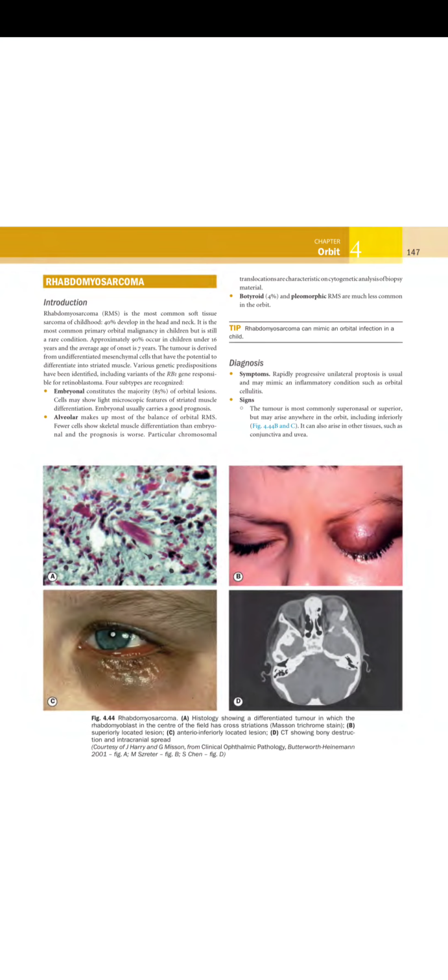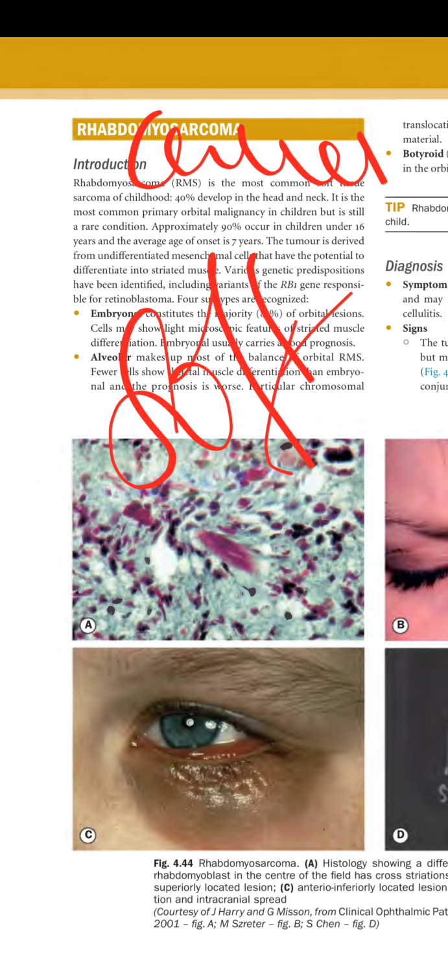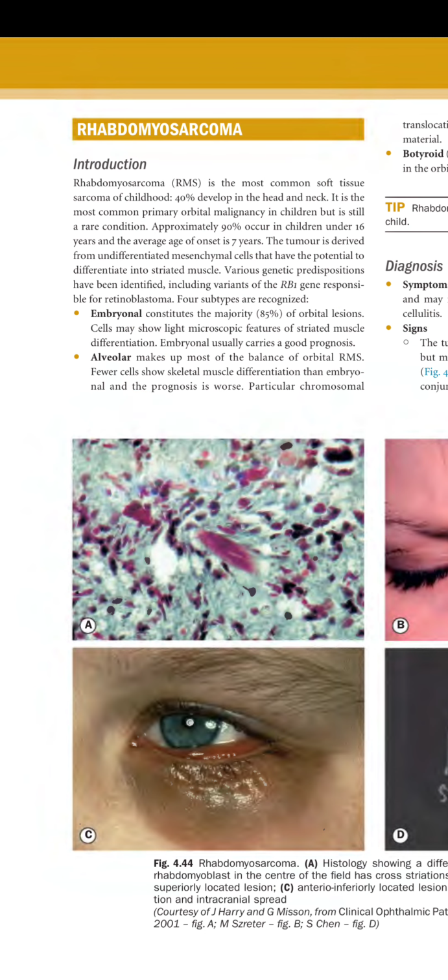Next is the rhabdomyosarcoma. So basically, it is a tumor of childhood, in which there is a soft tissue proliferation, and the mainstay of treatment in a case of rhabdomyosarcoma is radiotherapy or chemotherapy, but you can do tumor resection to reduce the mass as well.